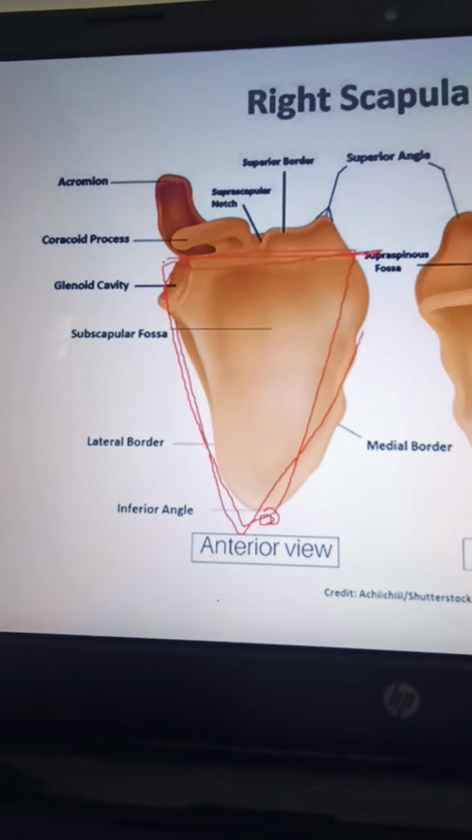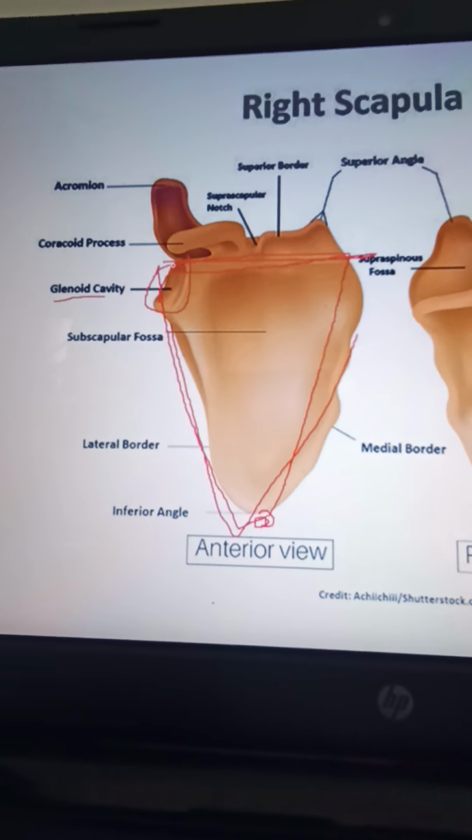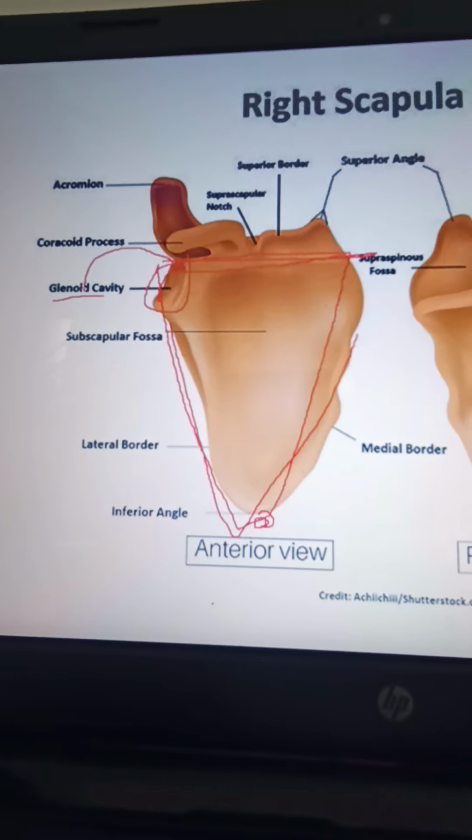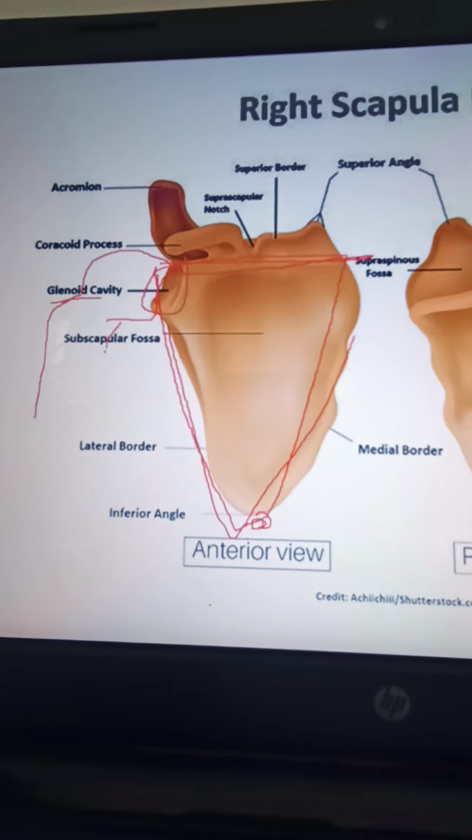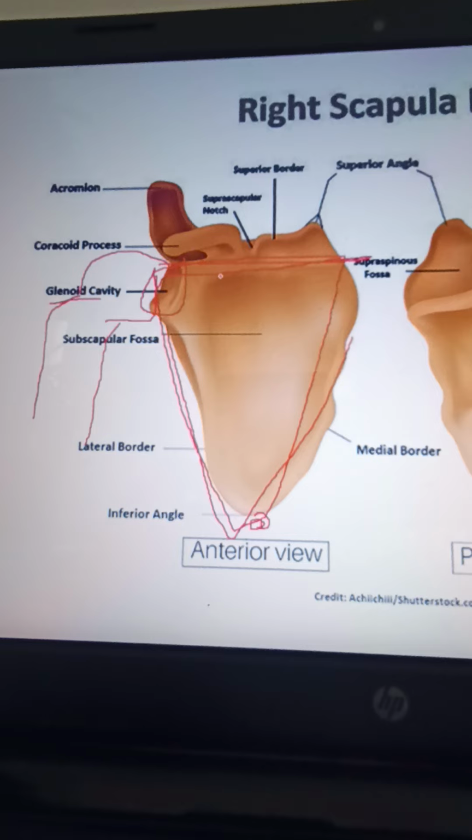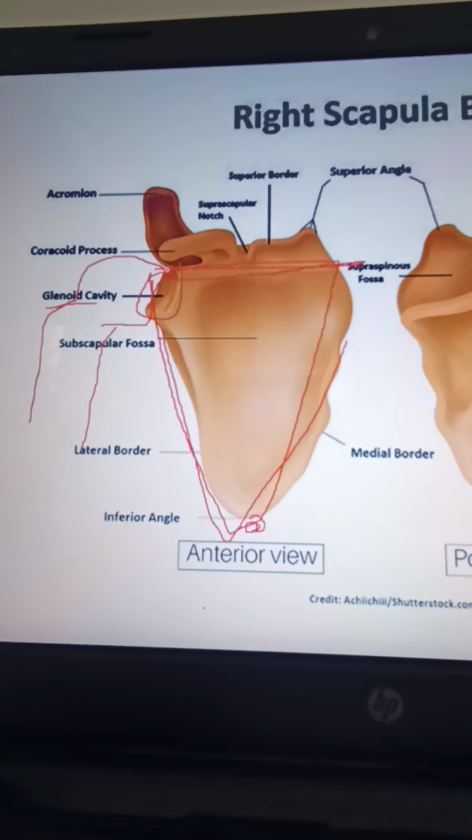Why I say this is the lateral angle is because you have the glenoid cavity here, which articulates with the head of the humerus to form the shoulder joint. So to make the statement very simple, as the shoulder joint is located laterally, the glenoid cavity is located laterally. So the lateral angle is the glenoid cavity.